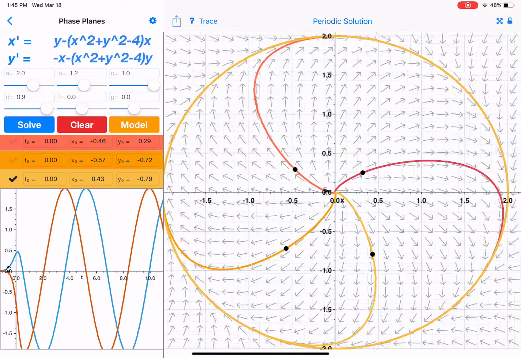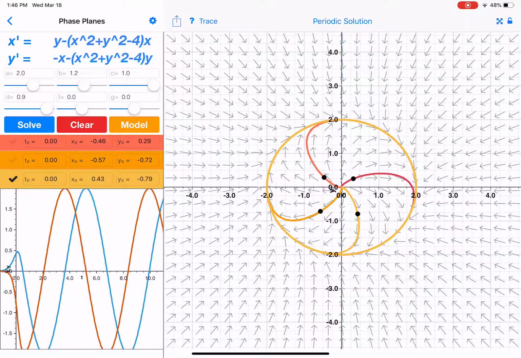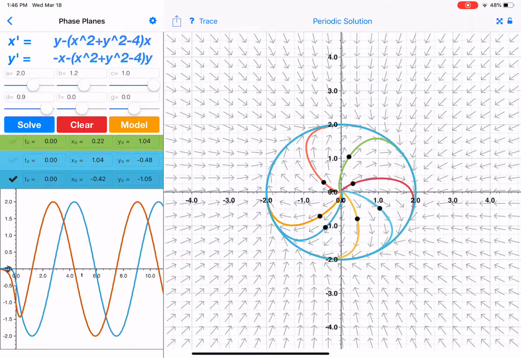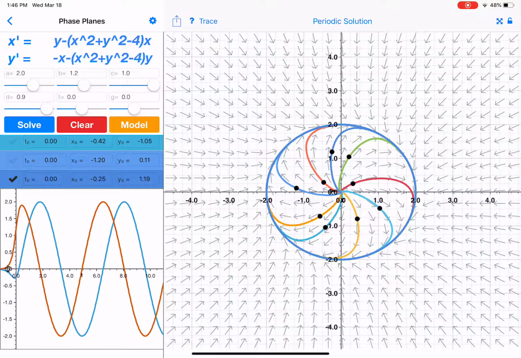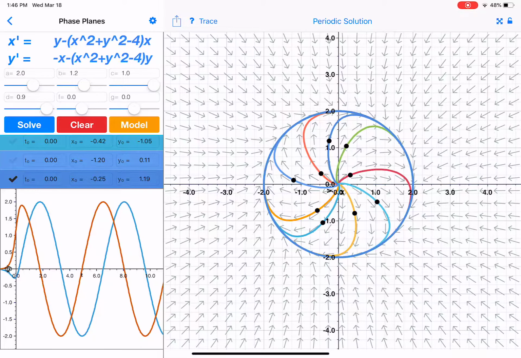But if I zoom back out, you'll notice that these solutions do not spiral out forever. They seem to be collecting near some sort of circle of radius 2. So knowing that the equilibrium is a spiral source isn't really telling me everything about this system. There's something going on in this region of a circle of radius 2 centered at the origin, and we want to be able to figure this out as well.